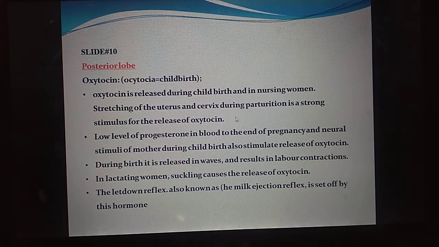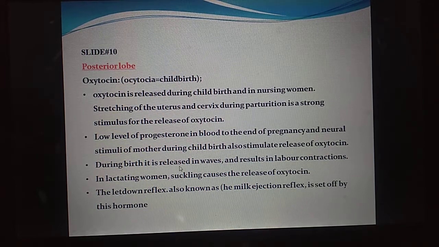Low level of progesterone in the blood toward the end of pregnancy, and neural stimuli of the mother during childbirth, also stimulate the release of oxytocin. During childbirth, it's released in waves and results in labor contractions, that's the contraction of the uterus. In lactating women, sucking causes the release of oxytocin.